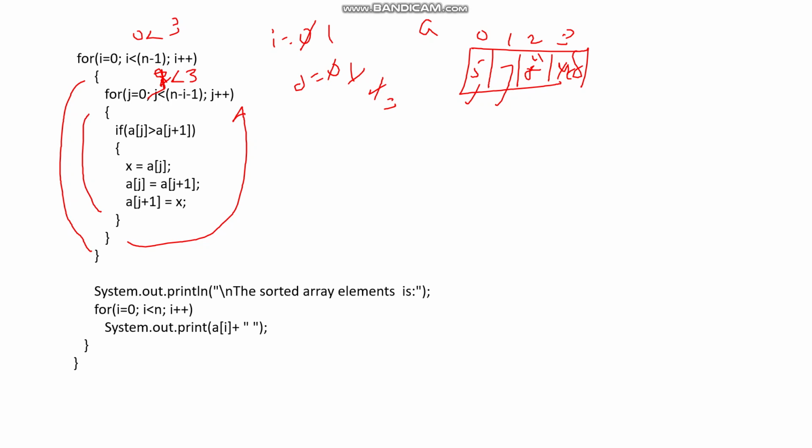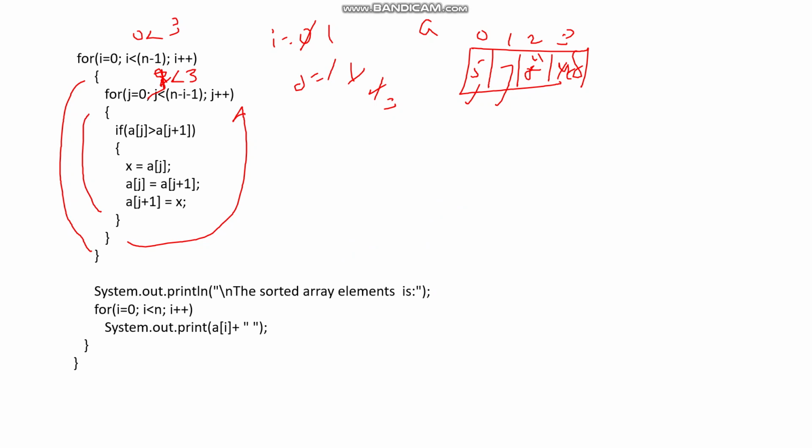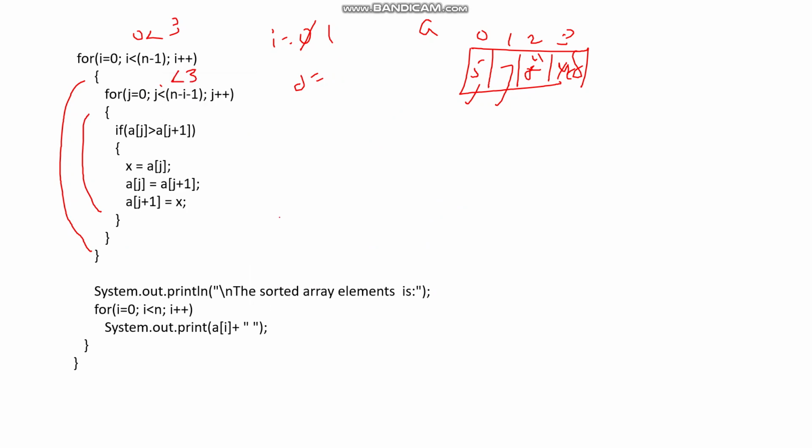Here, again do this process. For integer j equals 0. Initially j value is 0. j is less than n minus 1 minus i. What is the current j value? The current j value is 0. 0 is less than 2. 0 is less than 2. The condition is true. And again the body will be executed.